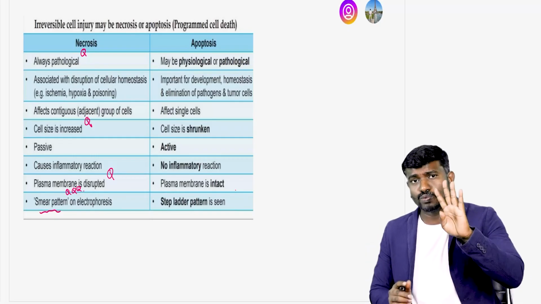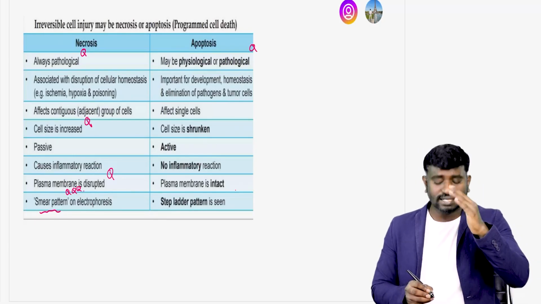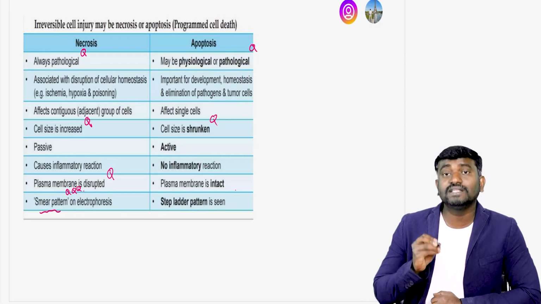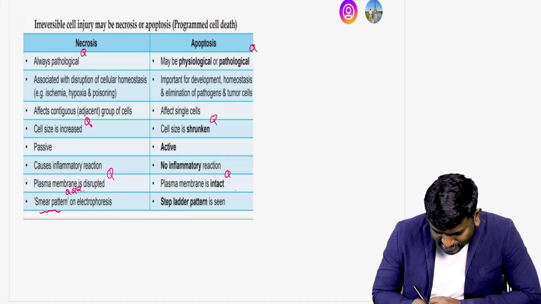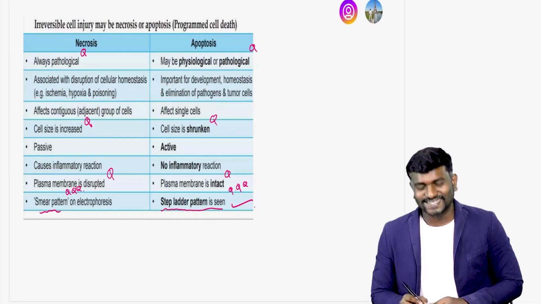Again, for apoptosis, 4 points. It is going to be physiological and also pathological. And the cell size is going to be what? Shrunken. Yes. And remember, the plasma membrane is going to be intact and we are going to see step ladder pattern. Yes, step ladder pattern is seen in apoptosis.